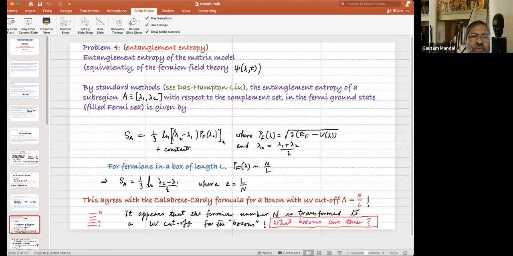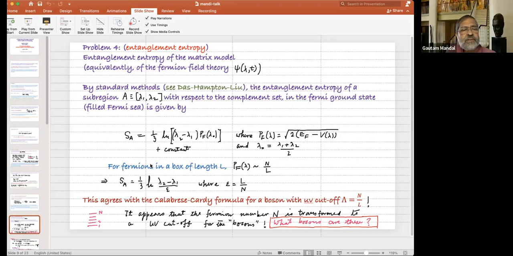I don't have time to get into the details of how this goes. It uses some technology given by the Wigner phase space distribution, etc. But the final result is 1/3 log((lambda 2 minus lambda 1) times P_F(lambda naught)), where lambda naught is the midpoint of lambda 1 and lambda 2, and P_F(lambda) is the Fermi momentum at the point lambda. In the presence of a potential, the Fermi momentum is not a constant but a lambda dependent quantity, and this is the formula.